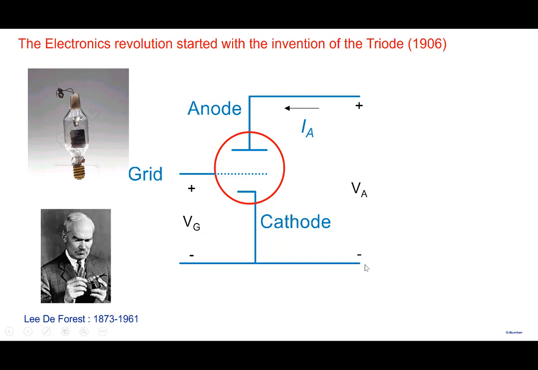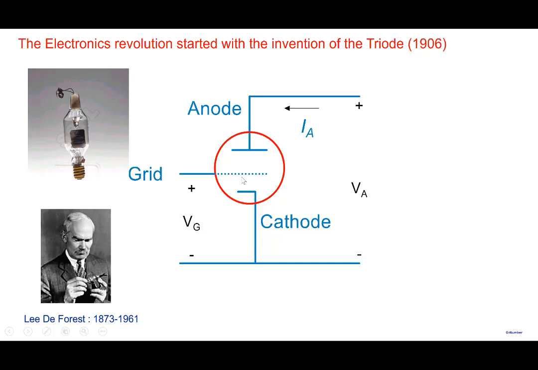The current would, of course, flow from anode to cathode, being opposite to the direction of the flow of electrons. So a current would flow if you apply a positive potential and you heat up the cathode to a sufficient temperature.